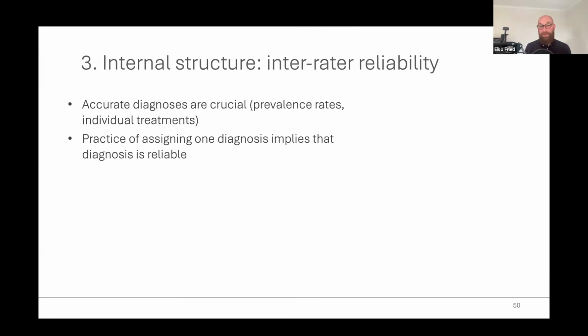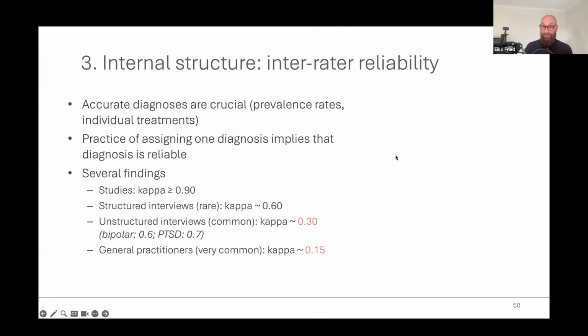And many of you will know this, but for those who don't, I'm sorry to say that this is not at all the case, and there's basically no evidence for this whatsoever. Let's go through the evidence. So kappa in statistics is a way to assess how consistent different raters score the same 0-1 diagnosis.